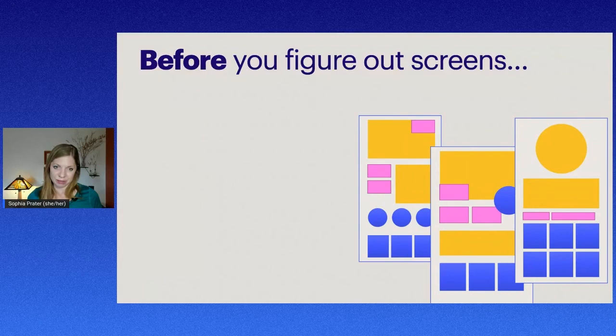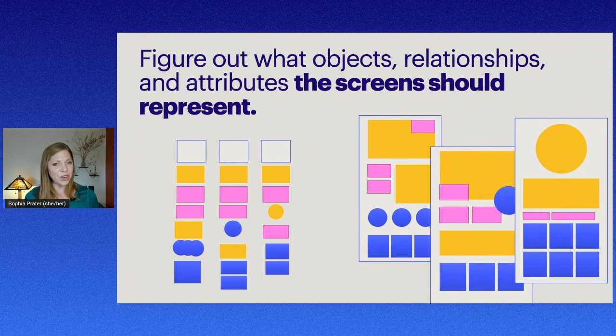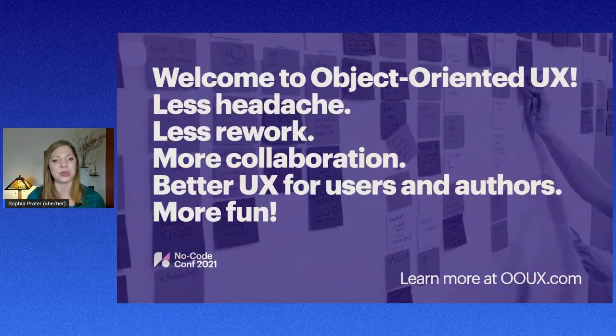In conclusion, before you figure out your screens, figure out what objects and relationships and attributes those screens should represent. All right, welcome to Object-Oriented UX. This is a world of less headache, less rework, more meaningful collaboration, fewer back and forth reviews, and better UX for our users and our authors. And it's a whole lot of fun too.